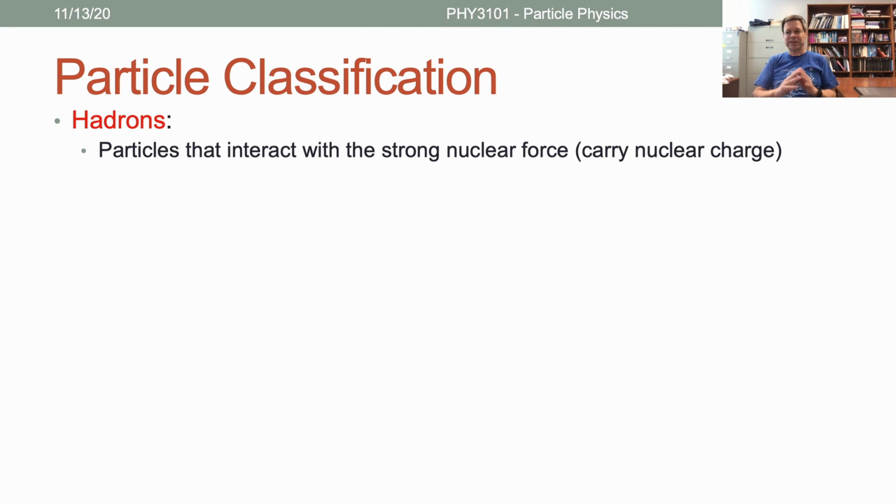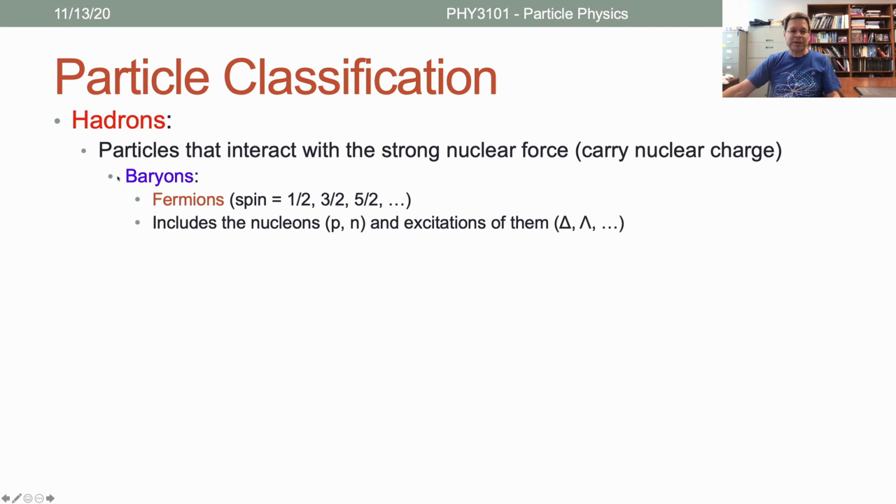First of all, let's define hadrons. A hadron is a particle that interacts with the strong nuclear force. So in a sense, you can say it carries strong nuclear charge, because the force, if you think about it, might need a coupling to some charge. So particles that interact with the strong nuclear force, like the proton and neutron, are hadrons.